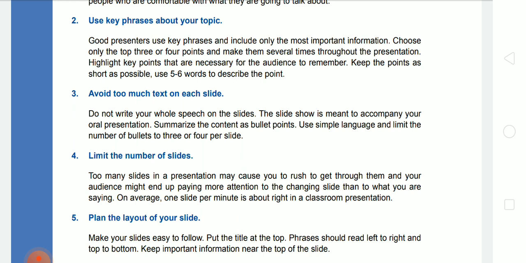Avoid too much text on each slide. It should be on the basis of bullet points, short and simple. Limit the number of slides. You should not have 100 or 1000 or 500 or 200 slides. You should not have more than 20 to 30 slides while making a presentation. A presentation has to be very short and simple, as I told you, very concise.